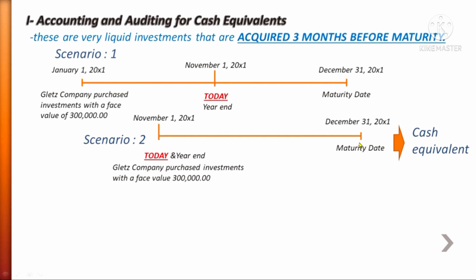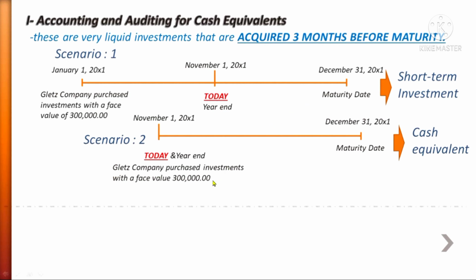So, how about scenario number 1? It's not a cash equivalent. It's a short-term investment and it will become part of the current assets because even if it's not acquired 3 months before maturity, it's already currently maturing. Or in simple terms, it's already due within 1 year or less. So I hope that you already understand this phrase, acquired 3 months before maturity.